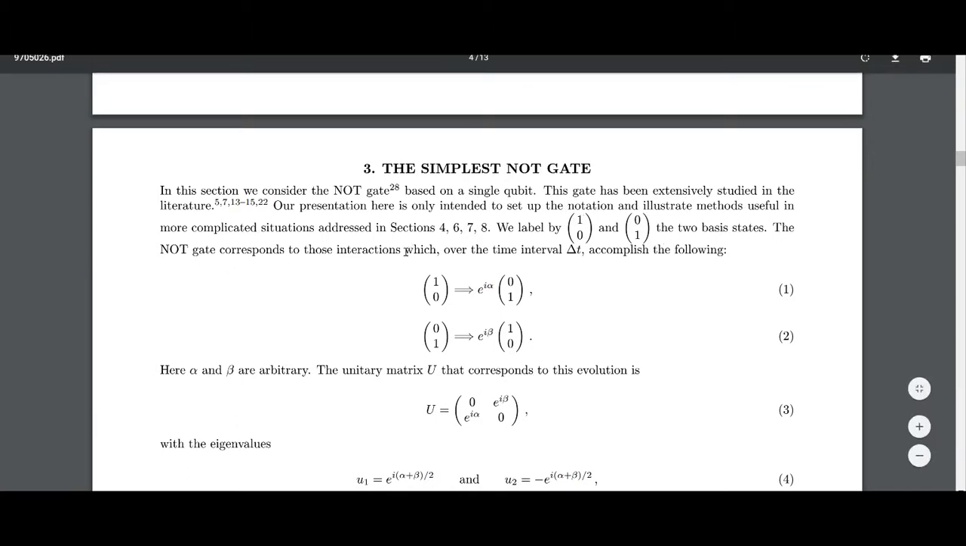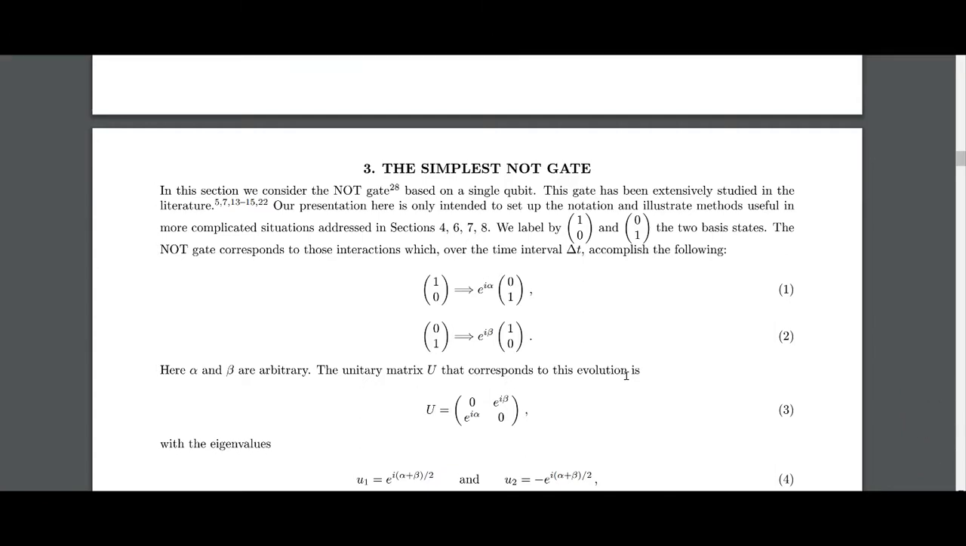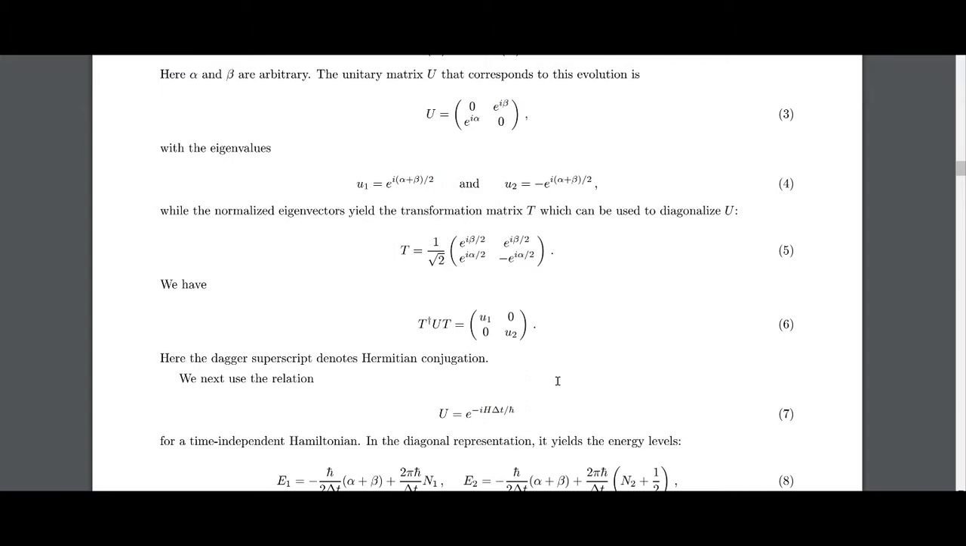The NOT gate corresponds to those interactions which over the time interval accomplish the following. Here alpha and beta are arbitrary. The unitary matrix U that corresponds to this evolution is... okay. So maybe this is just a generic way.